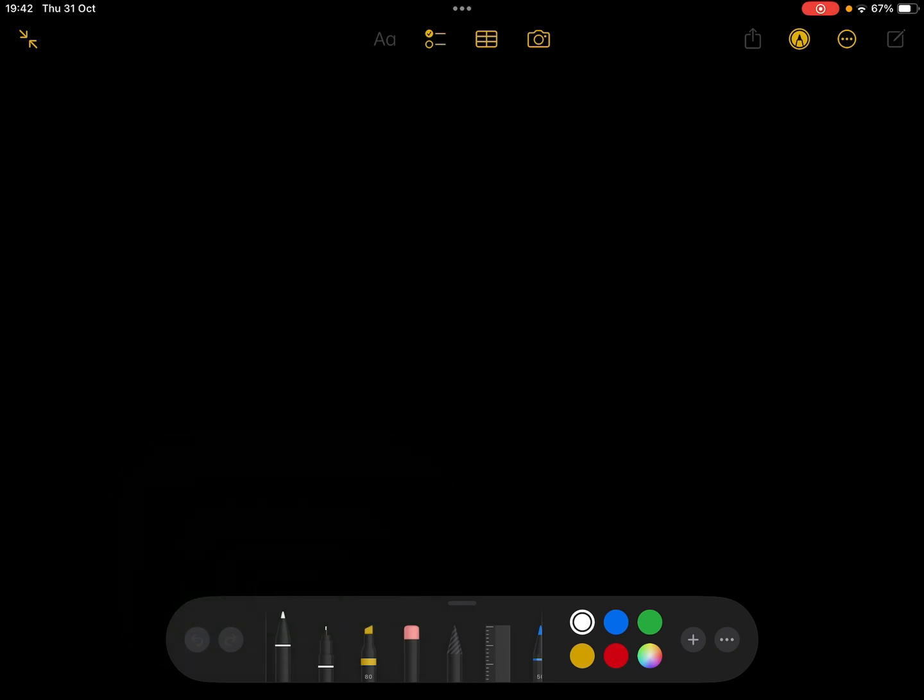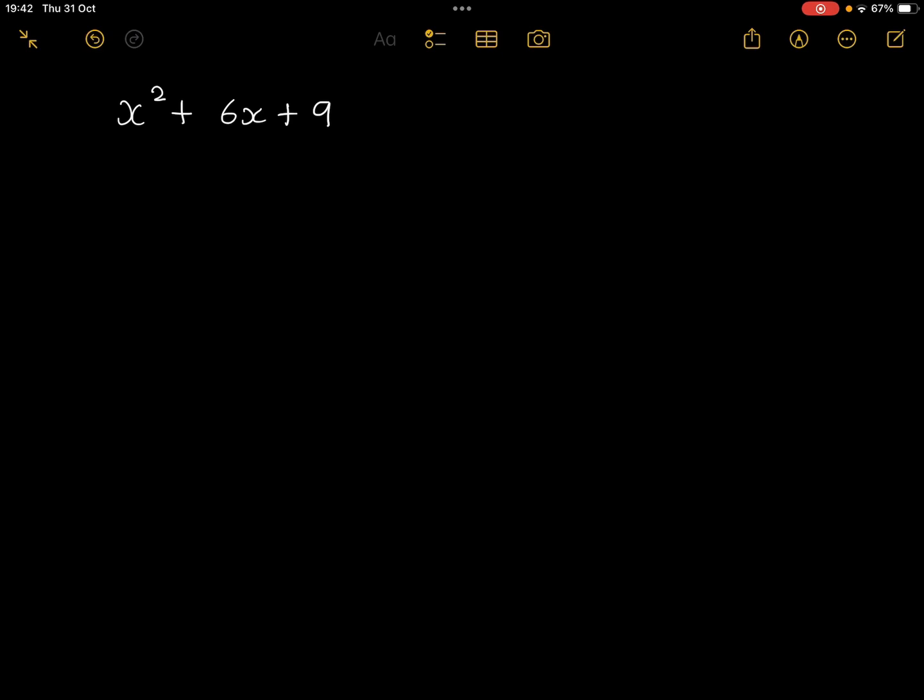So say we have a quadratic such as this. We have x squared plus 6x plus 9. Now the principal rule of quadratics, for those that don't have a number before the x squared, is that this number is a product and this is the sum. What this means is that you must have two numbers which multiply to give 9, but these same two numbers must add together to give 6.